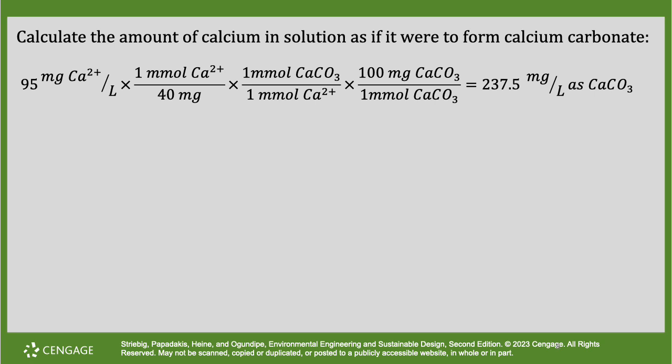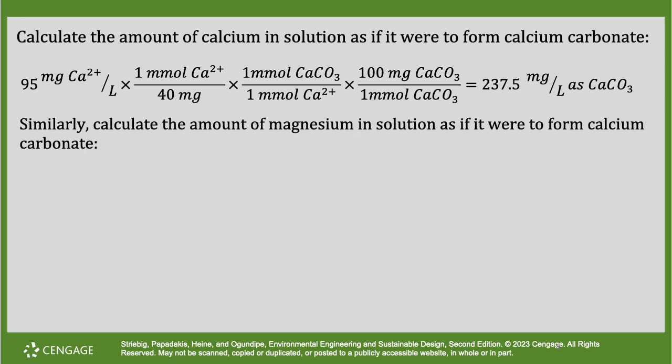The molecular weight of calcium carbonate is 100 milligrams per millimole. When we multiply this all out, we're left with 237.5 milligrams per liter of calcium in the water. That's the weight that the calcium would form with if it reacted with and formed the solid with calcium carbonate, or a limestone scale inside a pipe or water heater or a boiler.